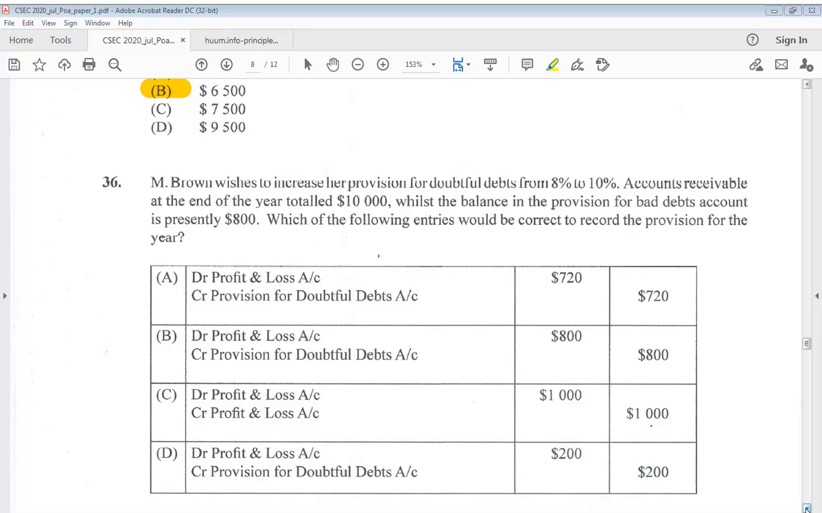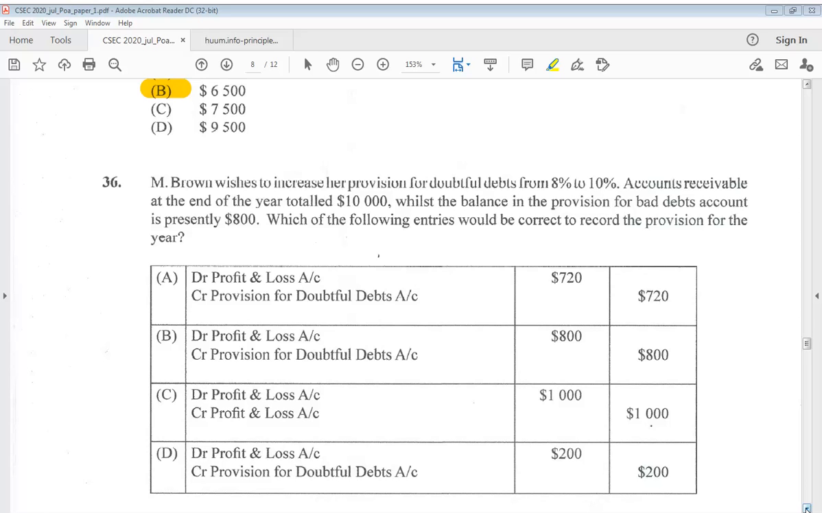Is it A, debit profit and loss account $720, credit provision for doubtful debts account $720, B, debit profit and loss account $800, credit provision for doubtful debts account $800, C, debit profit and loss account $1,000, credit profit and loss account $1,000, D, debit profit and loss account $200, credit provision for doubtful debts account $200.